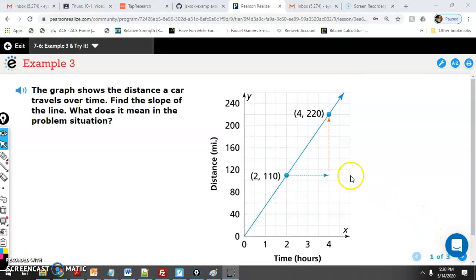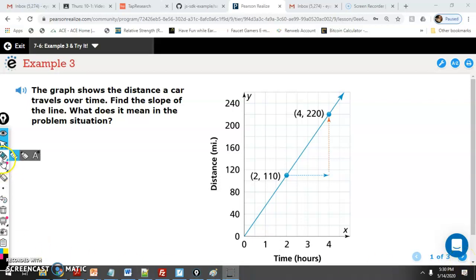All right, here we got another graph. The graph shows the distance a car travels over time. Find the slope of the line. What does it mean in the problem situation? All right, so you could do the counting method again, but you'd be counting in between lines, so it's kind of a little tricky to do it that way. So since we have the points labeled, we could just go ahead and use the formula.